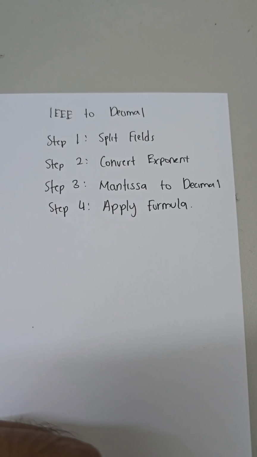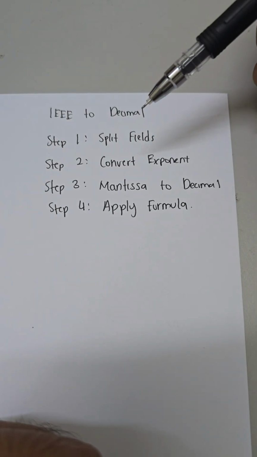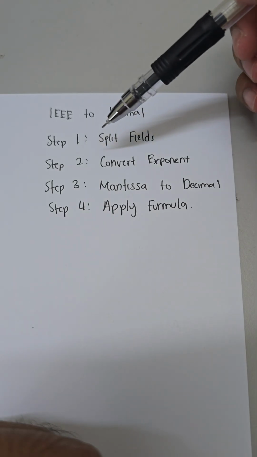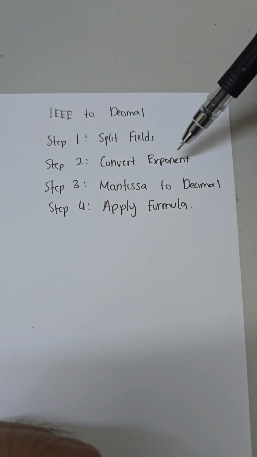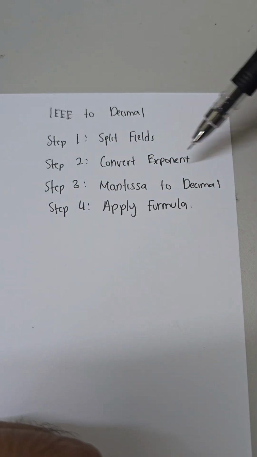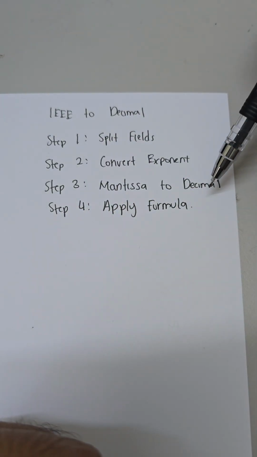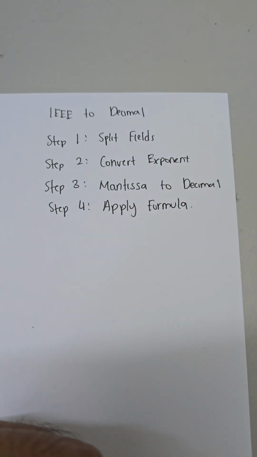So when changing from IEEE to decimal, there are 4 steps we must do. The first step, we must split the fields. The second step, we must convert the exponent. The third step, we must change the mantissa to decimal. And step 4, we must apply the formula. What formula? I will show you later. So let's go for it.